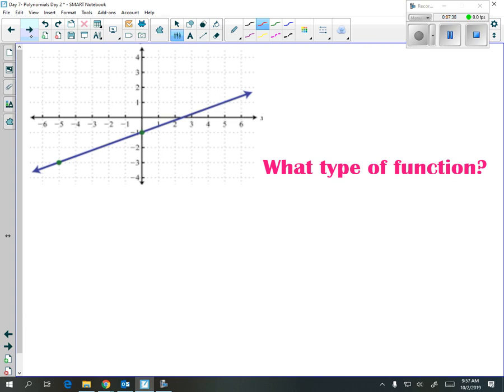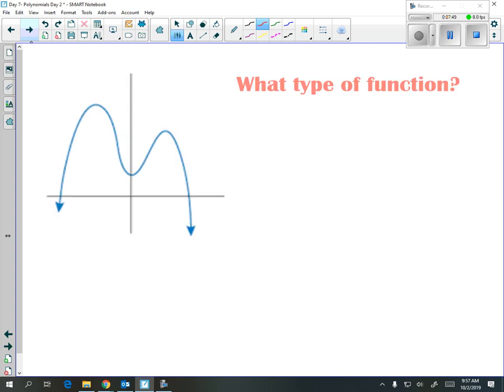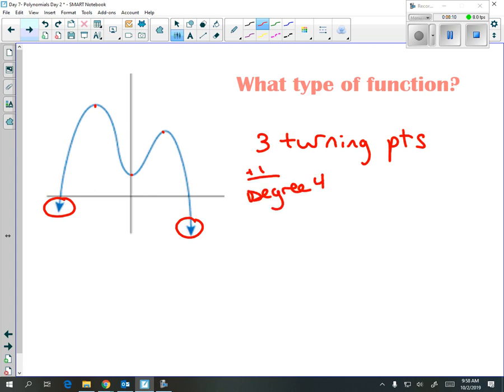This one, no maxes and minimums, so there's 0 turning points. It's going to be linear. This type of function, I know it has to be an even degree because my arrows go in the same direction. I have 1, 2, 3 turning points, which means if you add 1, it is a degree 4, which means it's a quartic, which makes sense because a quartic is an even degree.